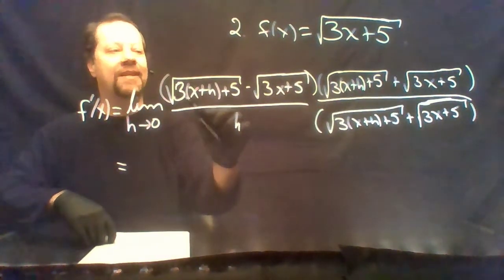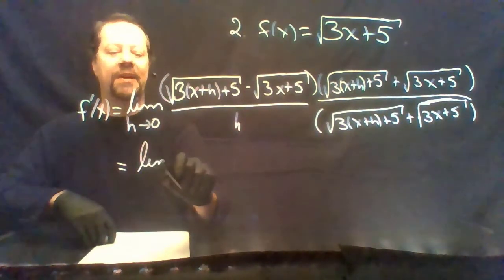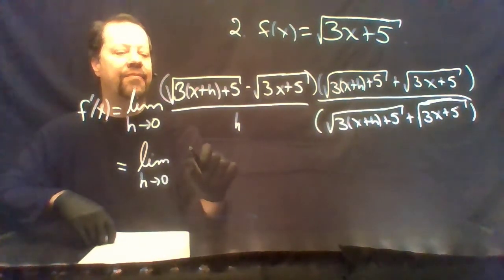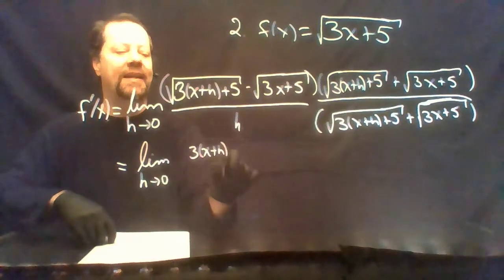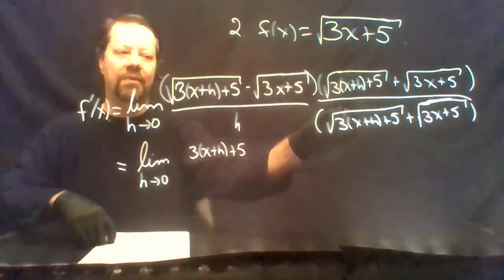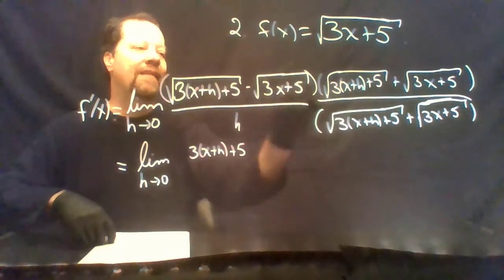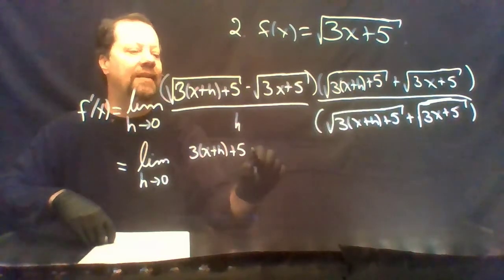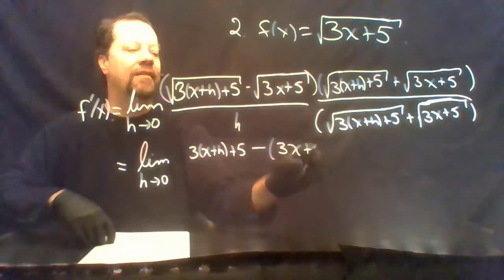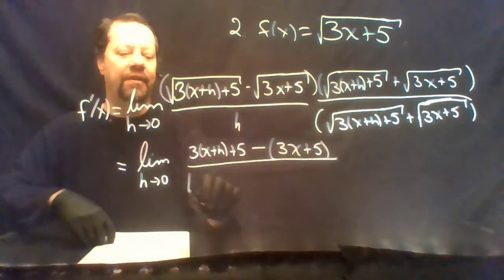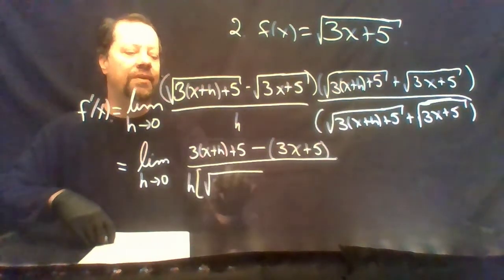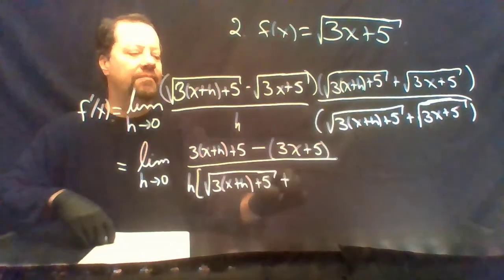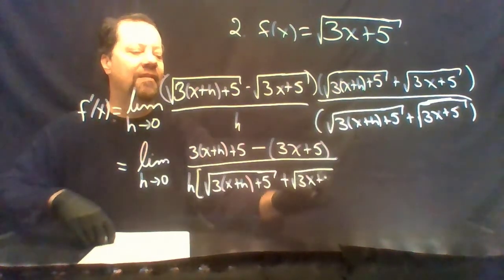So now, when we FOIL this out, we'll have the limit, begin the next line with equals and then limit as h goes to 0, 3 times the quantity x plus h plus 5, the square roots will go away here. The outers and the inners, when we FOIL this, will cancel, leaving only the lasts, and that's minus the quantity 3x plus 5, all over h times the quantity, square root of 3 times the quantity x plus h plus 5, plus the square root of 3x plus 5.